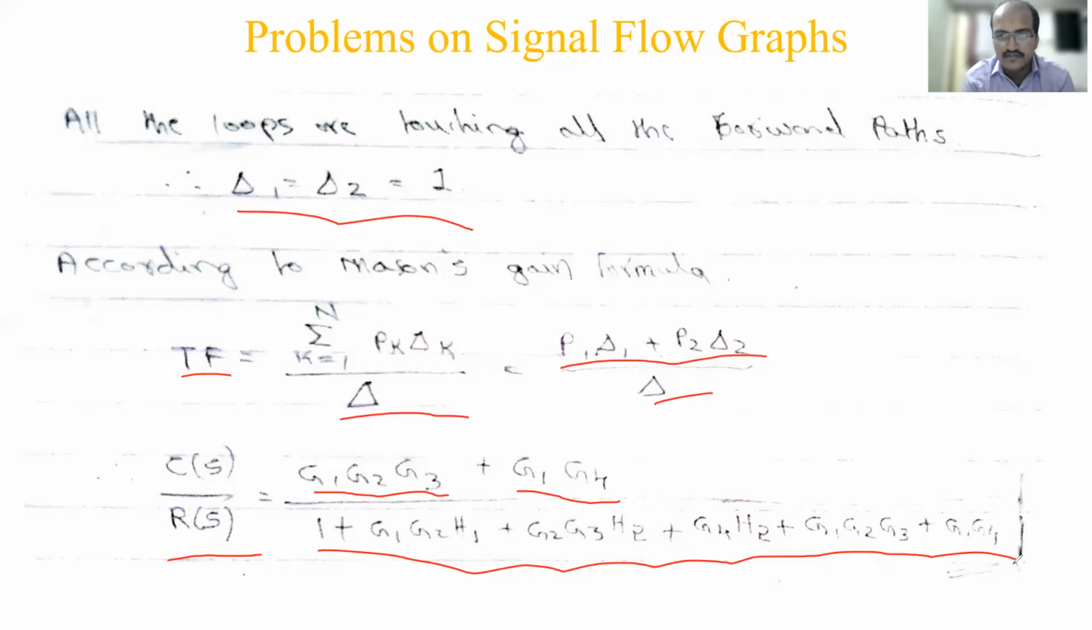You'll get the transfer function. Very simple, no? Compared to block diagram reduction. In block diagram reduction, you have to write it every time, and you have to apply rules parallelly. That's why it is time consuming and tedious compared to signal flow. So this problem will give you that comparison between the signal flow graph and block diagram reduction.